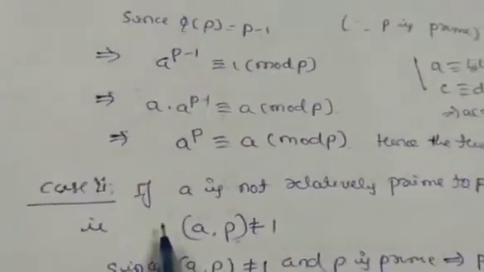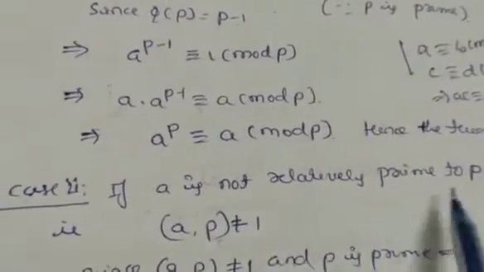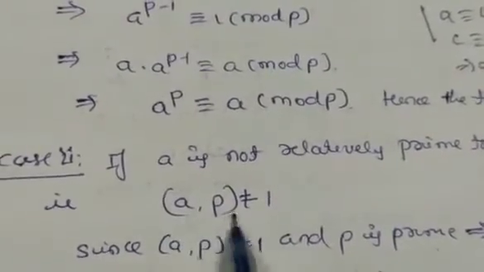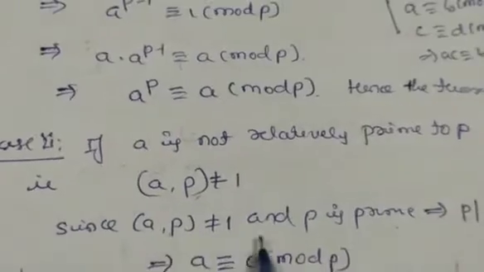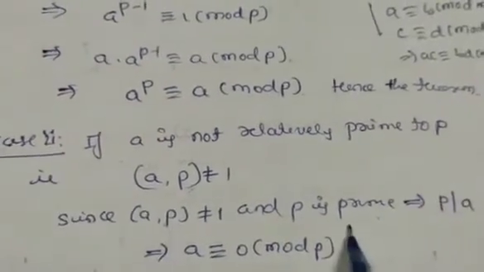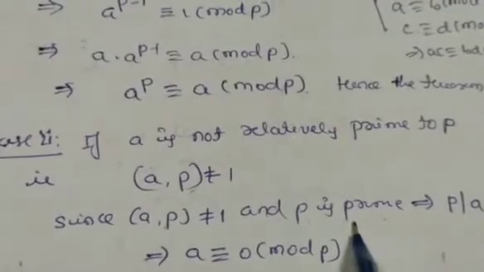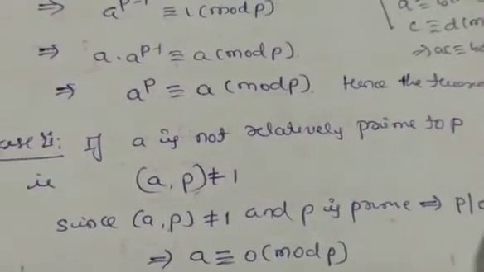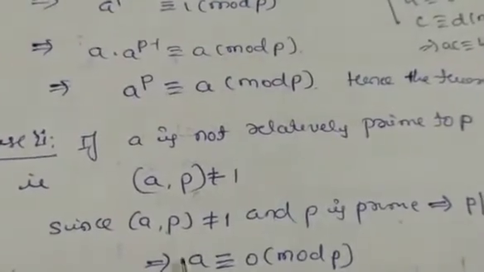Let us take case 2. If a is not relatively prime to p, then see what happens. That is, the GCD of a and p is not equal to 1, and p is prime. So since p is prime, this implies p divides a. If the GCD is not equal to 1, definitely p divides a.